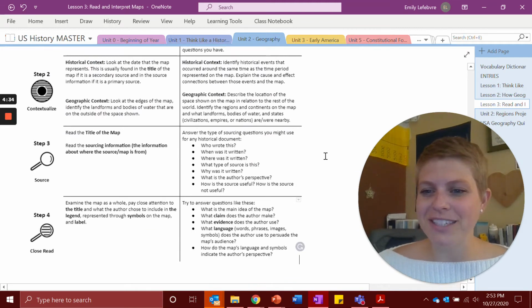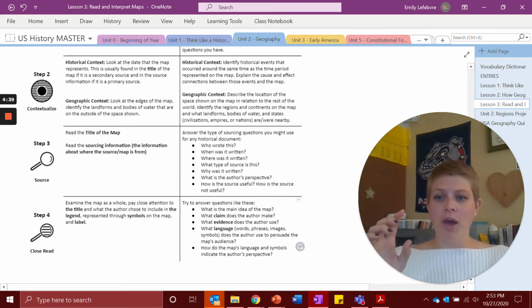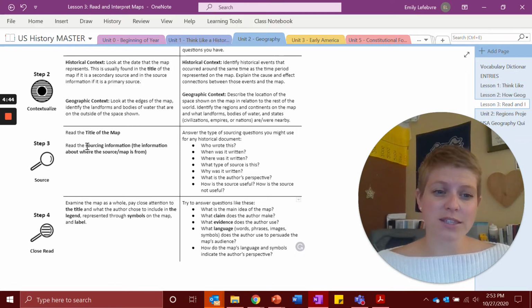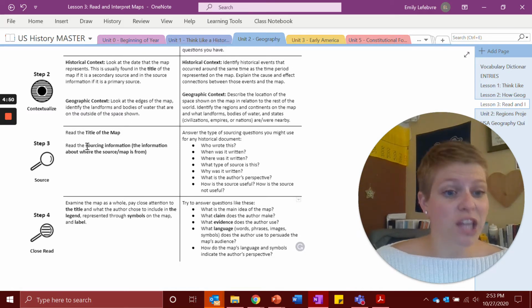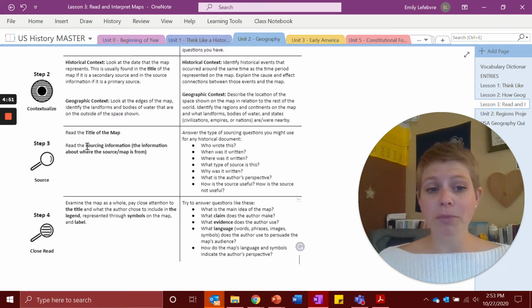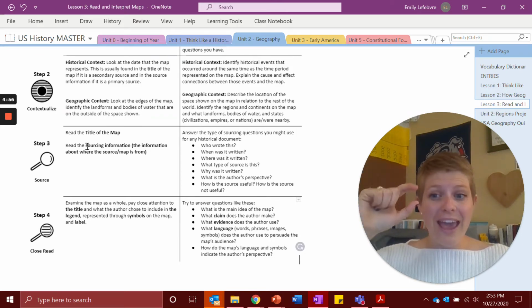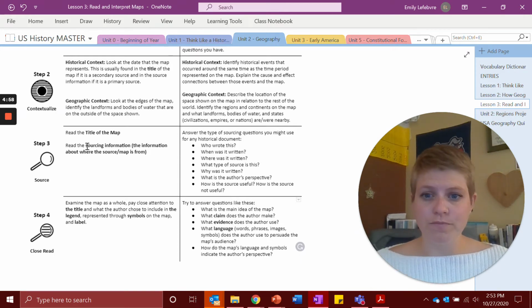So, back to step 3. Step 3, read the title of the map. Read the sourcing information, and that's the information at the bottom about where the map is from. Sometimes they will tell you, like, this is the map made by Queen Victoria for her army. They'll tell you stuff like that sometimes. So make sure you read the title, which is almost always at the top, and read the source information, the captions at the bottom.